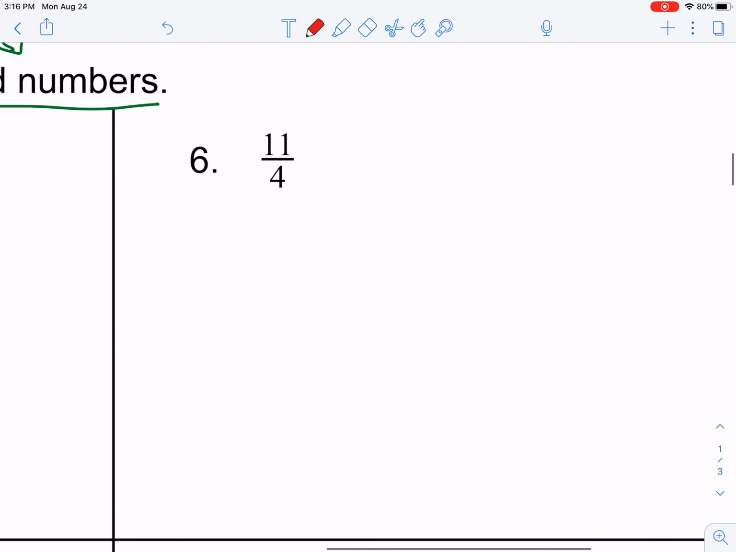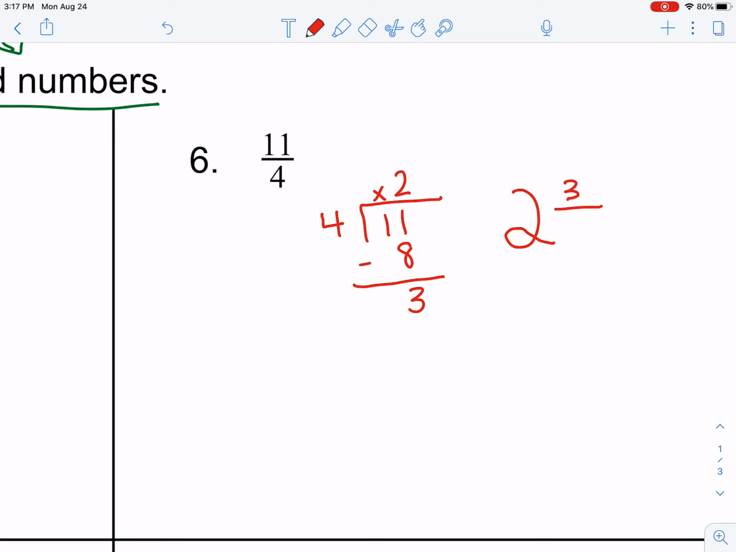Number 6, same deal. Top dog goes in the house. 4 does not go into 1. 4 goes into 11 2 times. Subtract it, and you get 3. The number that's on the top is your outside number, your whole number. Your remainder will always be your numerator, and your divisor will always be your denominator. So your remainder will be your numerator, and your divisor would become your denominator.